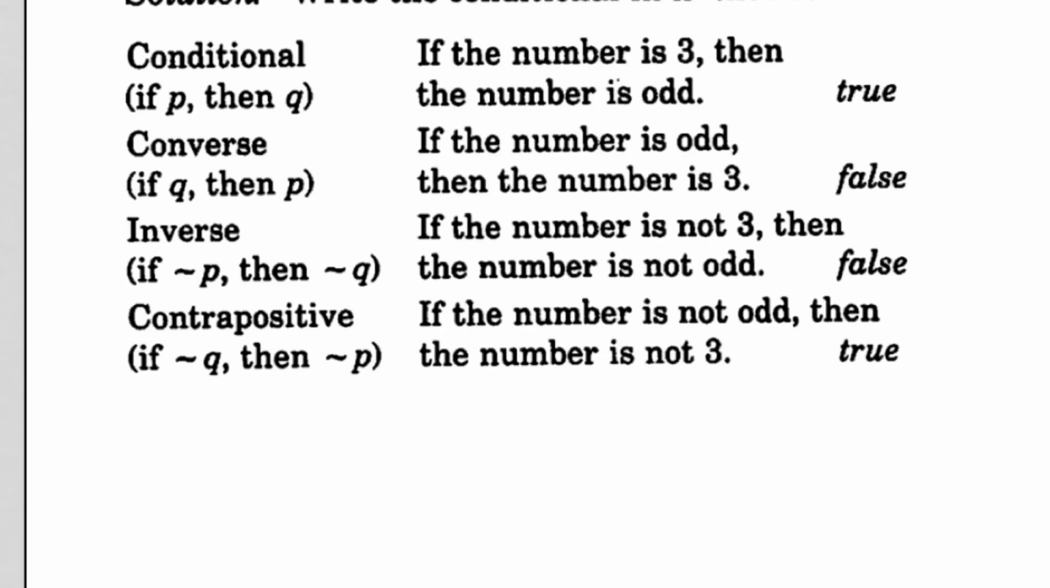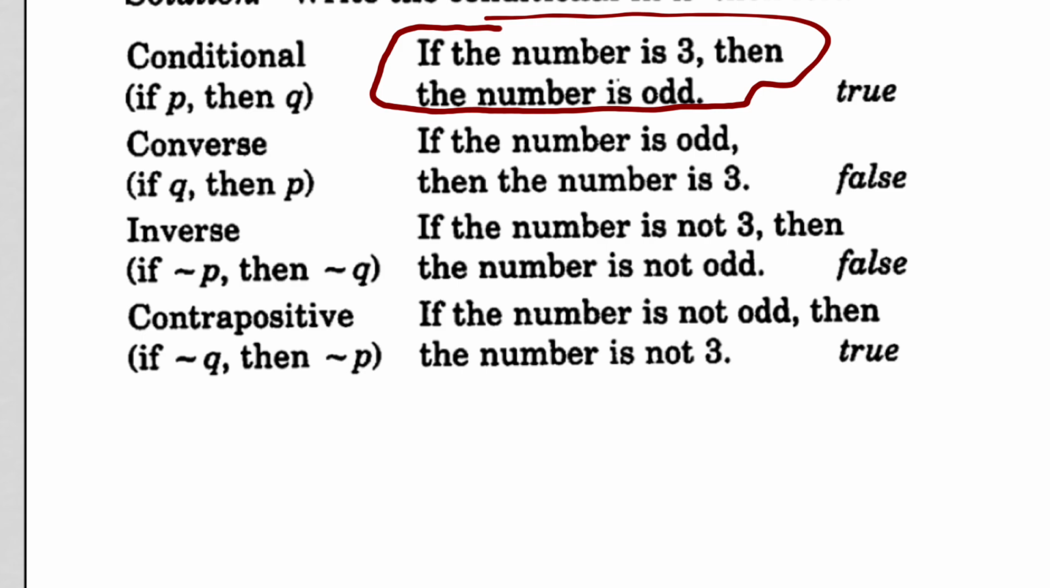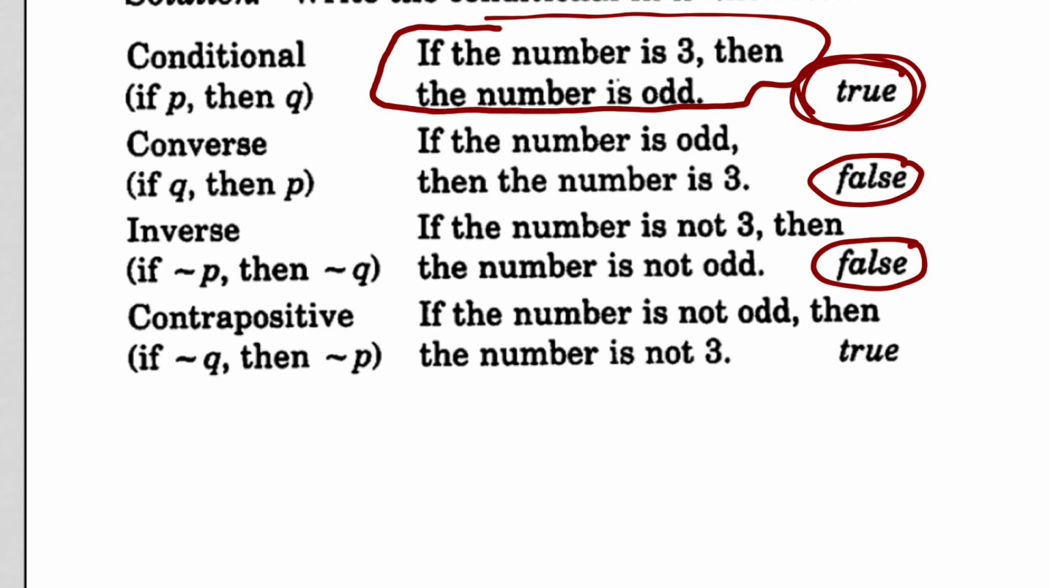A good way to see that is if I take my original statement, if the number is 3, then the number is odd, which in this case we know is true. However, when you reverse the P and the Q and you get, if the number is odd, the number is 3, that's actually not true, and you could think of a number like 5, which is odd, but it's not a 3. Similarly with the inverse, which says if the number is not 3, then the number is not odd, that's false also, because a number like 5 is not 3, but it is odd.